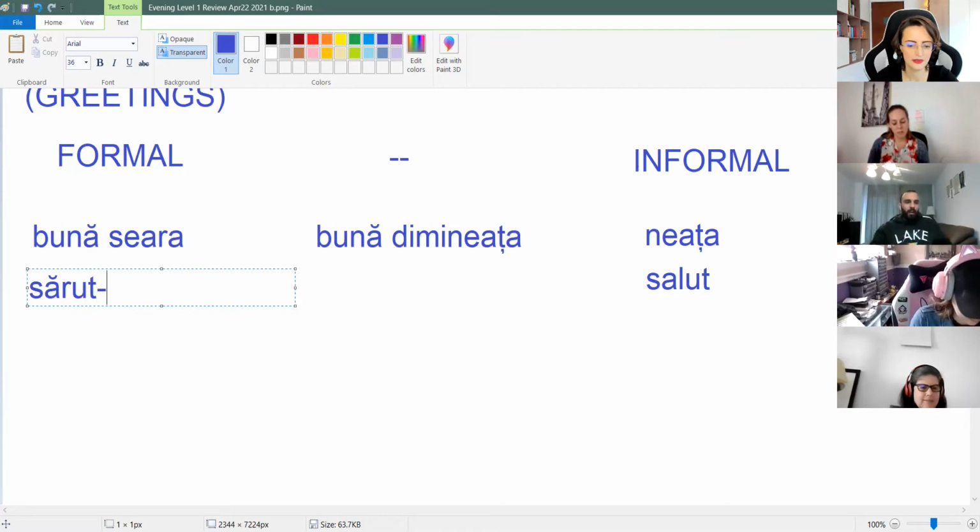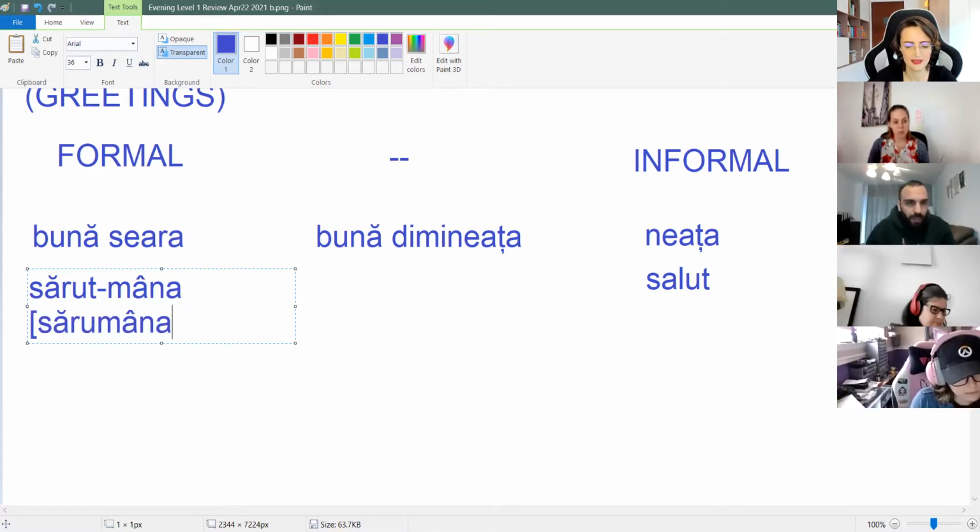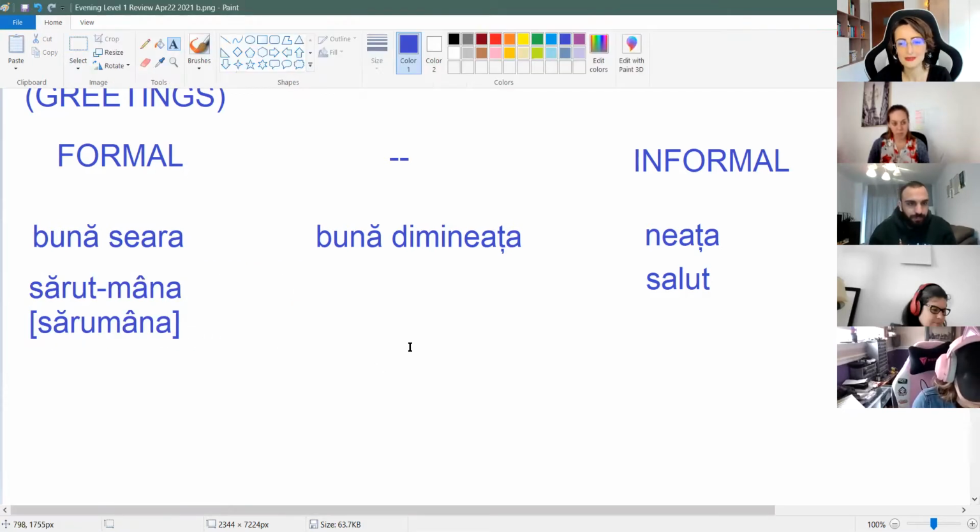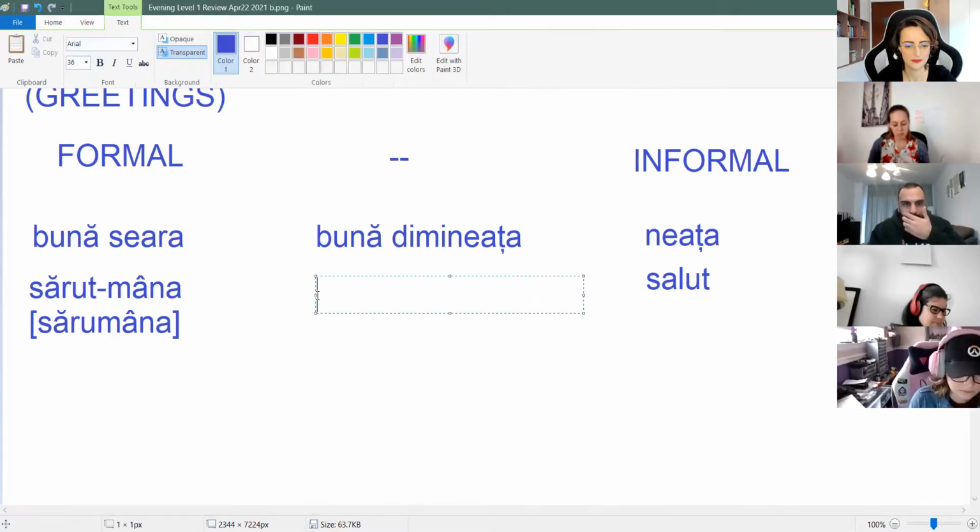Sărut mâna. And many people will pronounce it simply sărumâna. Yeah, don't spell it like this. This is just how people say it. Sărumâna. How do you say good night? Noapte bună. Noapte bună.